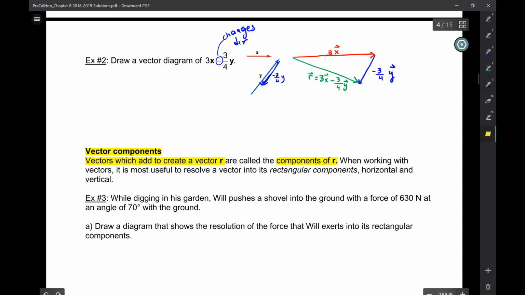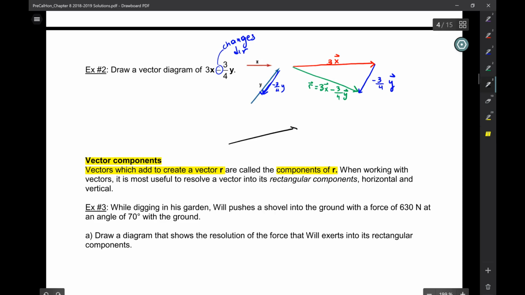Okay, so now take a look at this. Suppose I've got a vector like that, and I want to break it down into 2 other vectors which add to make that. How can I do that? Look, I could do 1 vector there and 1 vector there. How else could I break that down? Same vector. I could do 1 vector there and another vector there. In both cases, red and blue are the components.